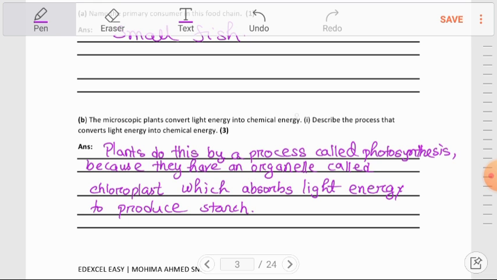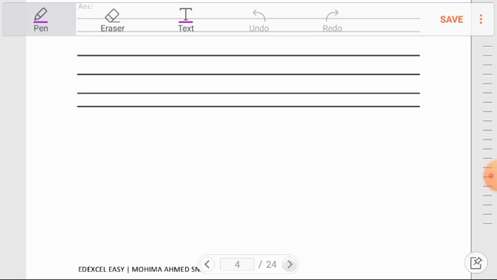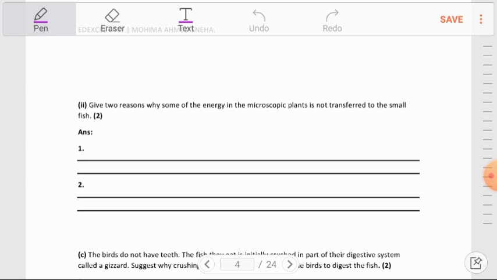Moving to b2. Give 2 reasons why some of the energy in the microscopic plants is not transferred to the small fishes. We know that the small fish will not use the entire food, or the amount of food that the microscopic plant eats will not be 100% transferred to the fishes, because some of the energy is used by the plant itself for its own respiration and other body processes.